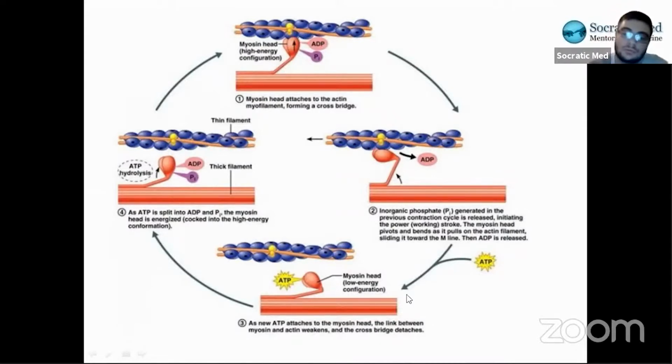So let's talk about the myosin. The myosin is this red one with this little bulb head, right? It's the myosin head. And the actin is these blue balls arranged like a rope, right? Yes, it is the myosin that moves the actin, not the other way around. The thick filament moves the thin filament. Okay.